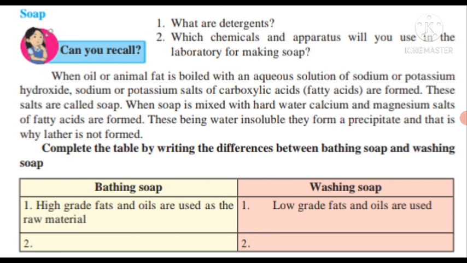Also there is a difference between bathing soap and washing soap, as given here. Number 1, in the case of bathing soap, high grade fats and oils are used as the raw material. But in the case of washing soap, low grade fats and oils are used. In the case of bathing soap, potassium hydroxide is used in the preparation. But in the case of washing soap, sodium hydroxide is boiled with animal fats. So this is the difference between bathing soap and washing soap.